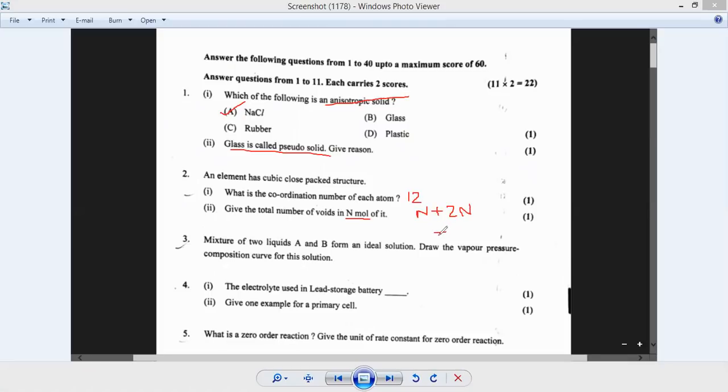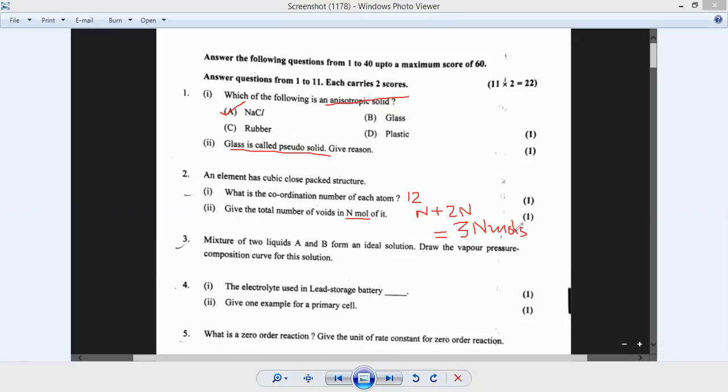So in total there would be 3n number of voids in a CCP structure, 3n moles, because there are n moles. So hence we have 3n moles of voids present in a CCP structure.